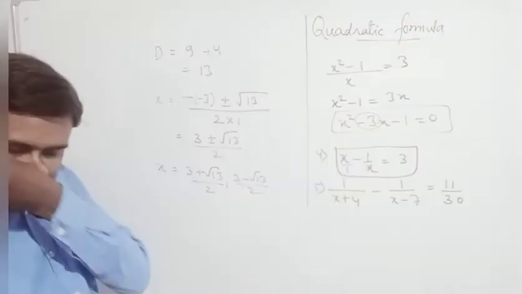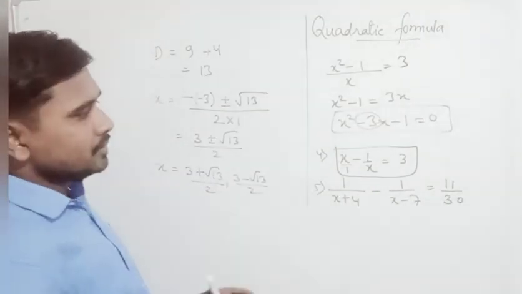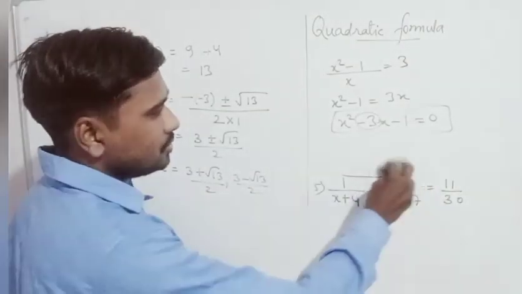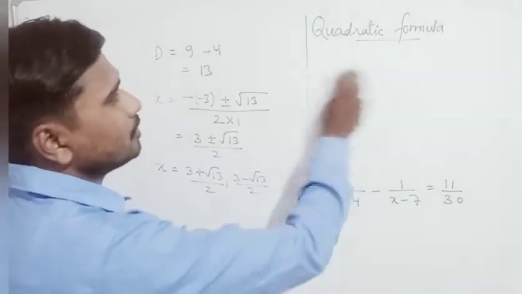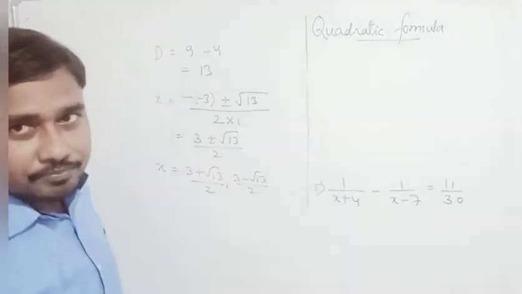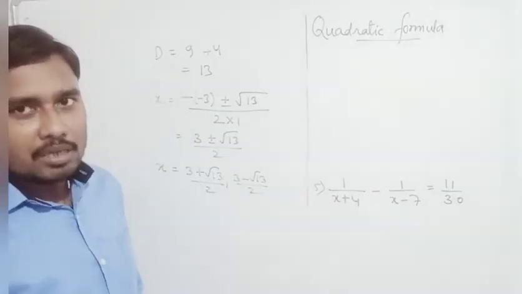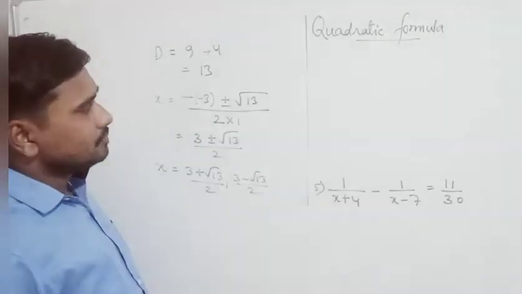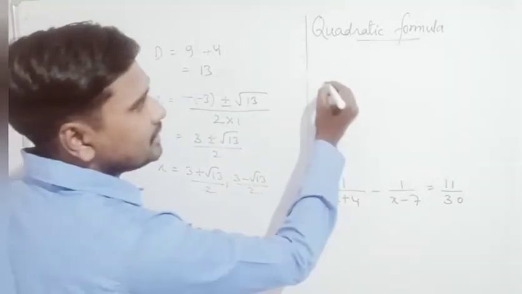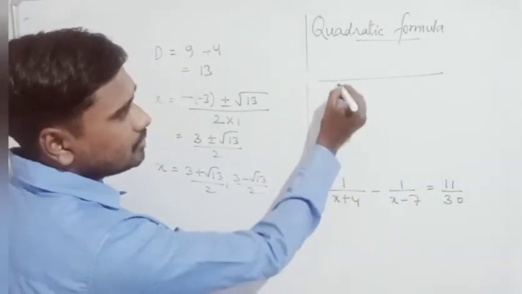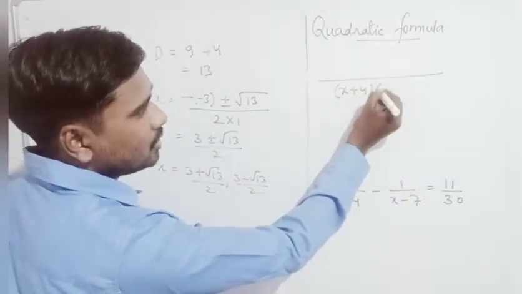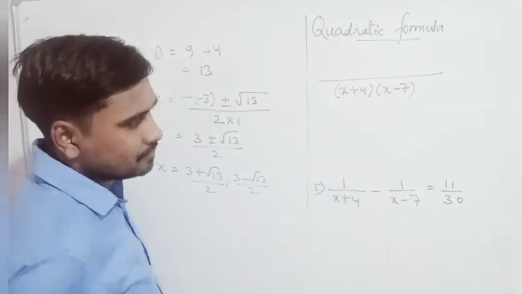Copy it. And now we will discuss the last question. In this question also, first of all, we have to make this part a quadratic equation. How will we make it? We will take the LCM. What will be the LCM? x plus 4 and x minus 7.